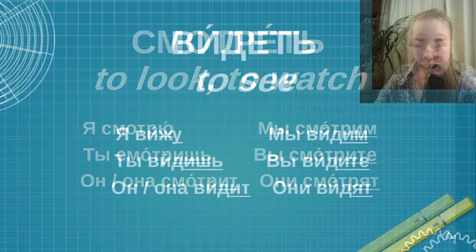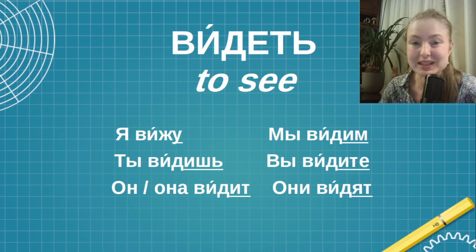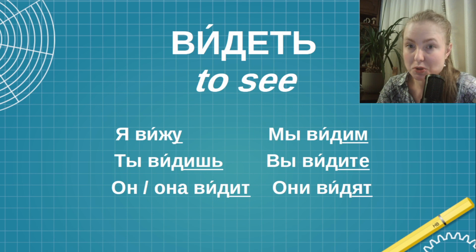Хорошо. And another verb is видеть. Видеть means to see. It's also the second conjugation, группа 2. And here I want you to pay attention to the first person. Я вижу. So the letter Д from the infinitive changes into Ж. Я вижу, I see. Ты видишь, you see. So the letter Д is saved from the infinitive. Он, она видит, he, she sees.